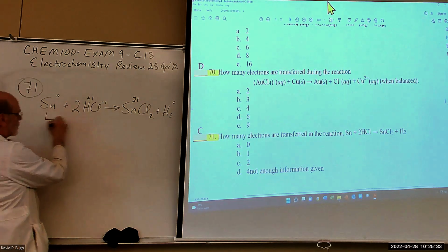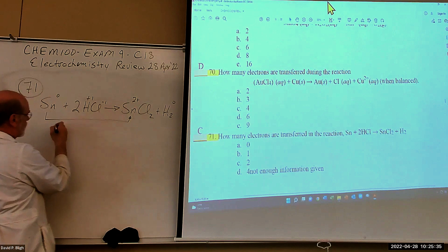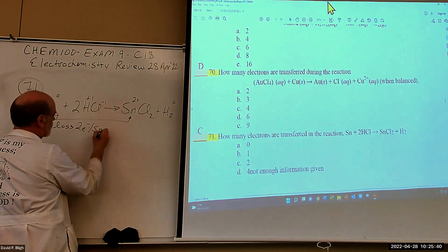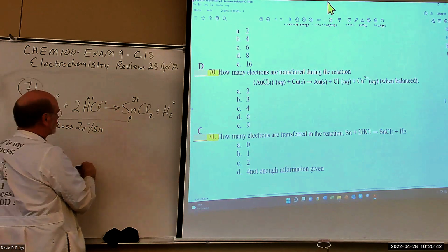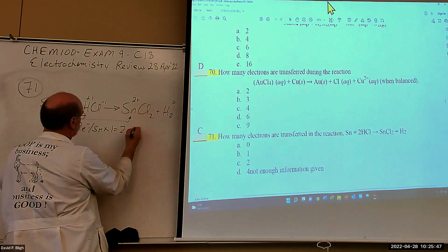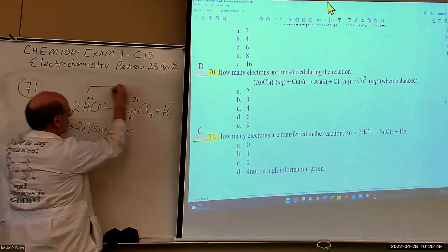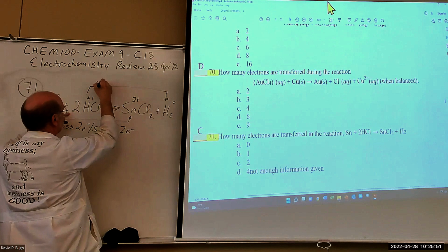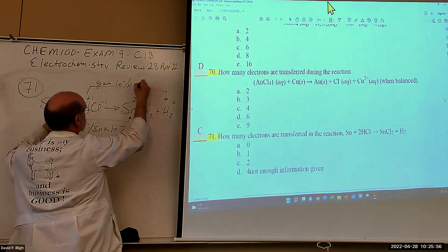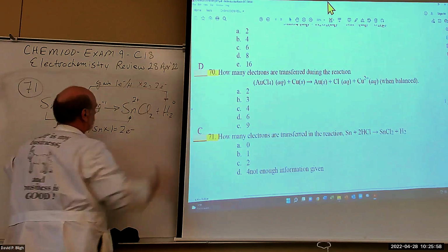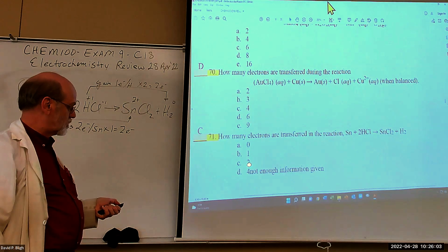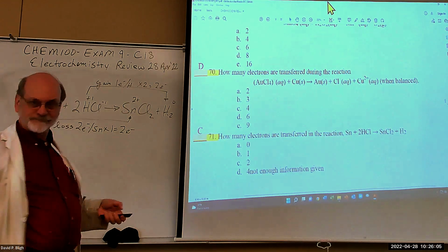If we go from this one to this one, that's a loss of 2 electrons per 10. Hydrogen, well, let's see, times 1 equals 2 electrons. How about this one? Hydrogen's going from +1 to 0, so it's gaining 1 electron per hydrogen times 2 equals 2. So how many electrons are transferred? 2. Okay.